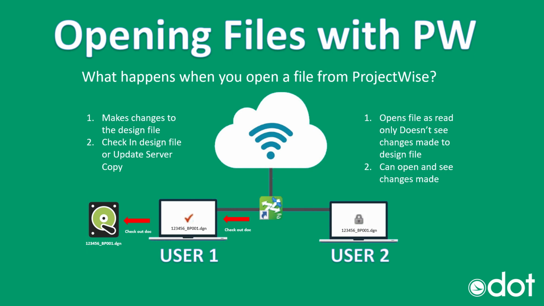Now within that process, user 2 within ProjectWise will see that document as a padlocked file. The user can at this point still open that file, but they will not see the changes that have been made by user 1. The only way that user 2 can see those changes is if user 1 either checks it back in or updates the server copy. And then user 2 can see that updated version of the document.